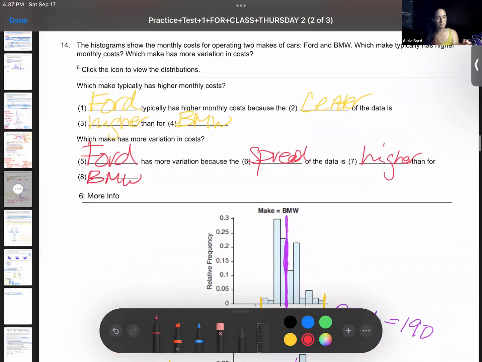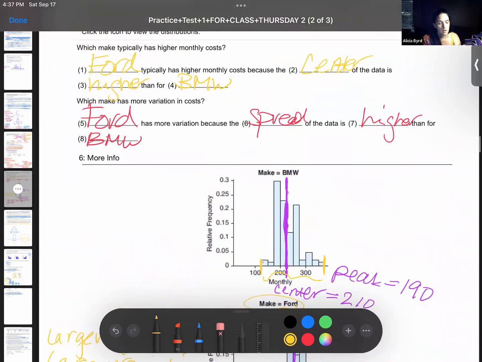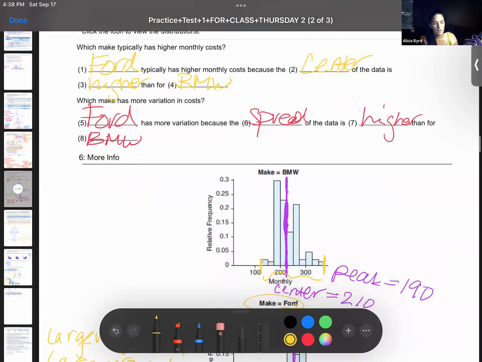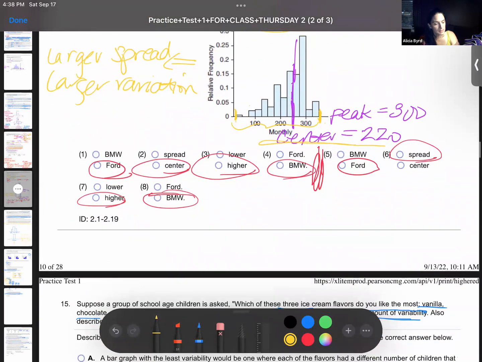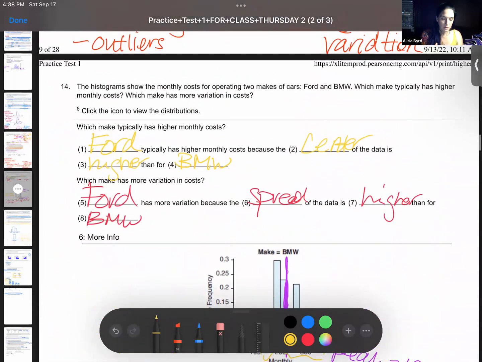I think it's easier. I was just also circling it. So Ford had a center that was higher, and that indicated typical higher monthly cost, because BMW's center was lower. Ford also has more variation because it can be less, it can be more. Ford has more variation because the spread of the data is higher than BMW. Okay, so that's number 13 from our practice test, and it is 2.1-2.19 if you're trying to match it up with something in the homework.